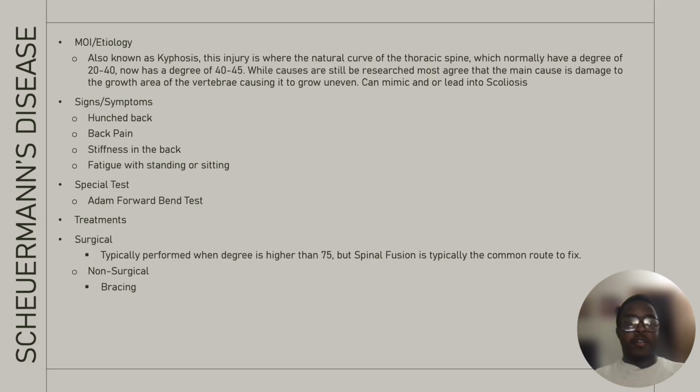For treatments, there's surgical, which usually happens when the degree of the thoracic spine is 75 degrees or higher. In the same case as the other two spinal injuries, spinal fusion is usually the common route to fix. And the other is non-surgical, for a degree that's 75 or less, where bracing will help fix.